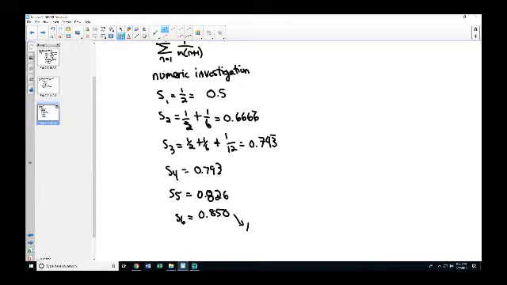There's a way to do this one without doing the decimals, but I'll spare you. Okay, so that would be a numeric investigation. You can populate a list in your calculator and then do the sum of the list. There might be a series button in there somewhere. You never use it.